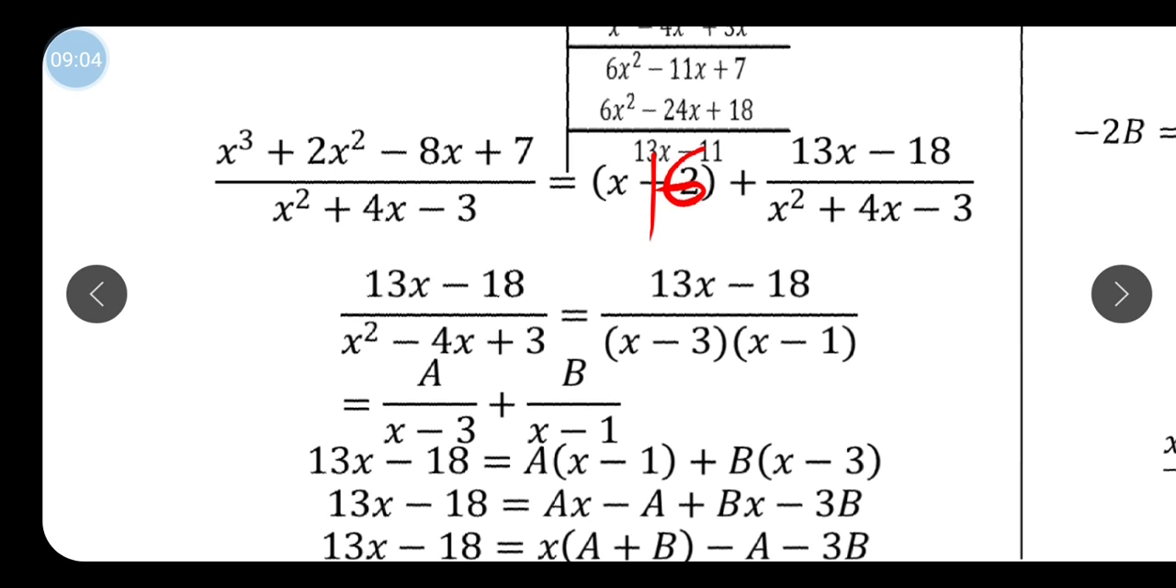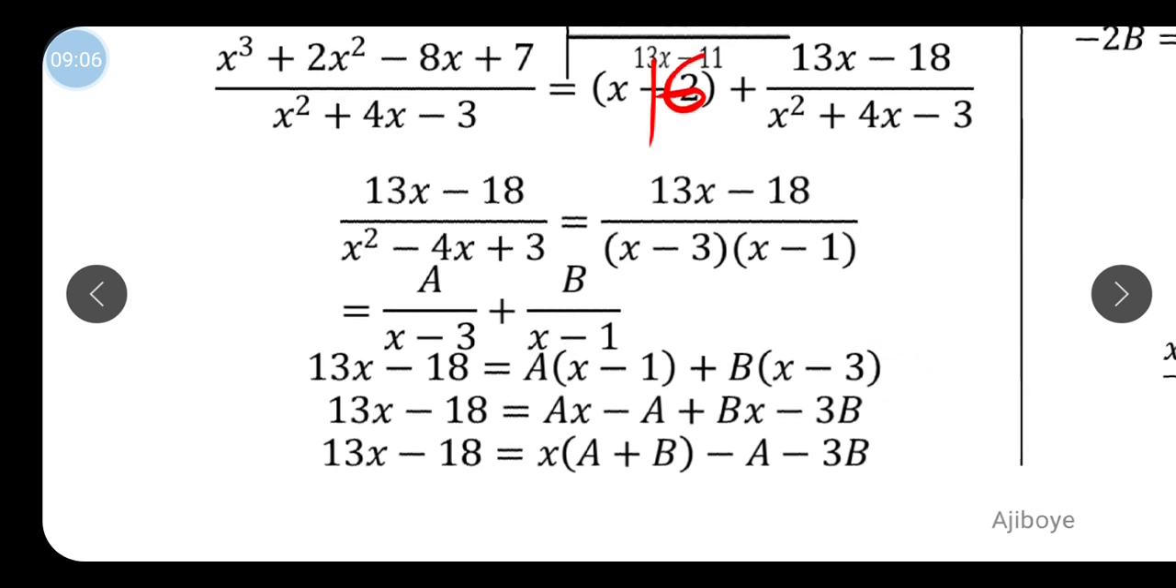So when resolved into partial fractions, we have A over x minus 3 plus B over x minus 1. Now we'll multiply both sides by the LCM of the denominators, which is of course x squared minus 4x plus 3. So when you expand, you have 13x minus 18 equals A, open bracket, x minus 1, close bracket, plus B, open bracket, x minus 3.